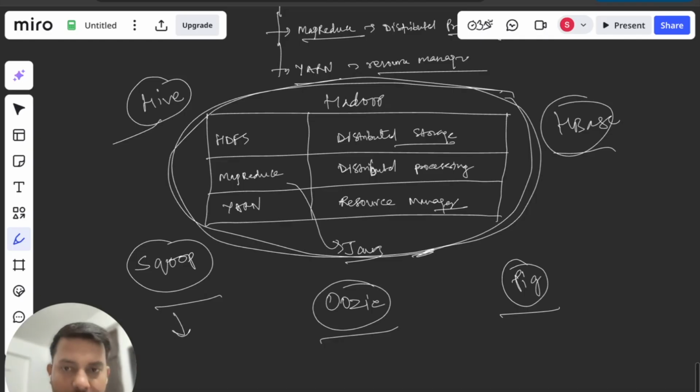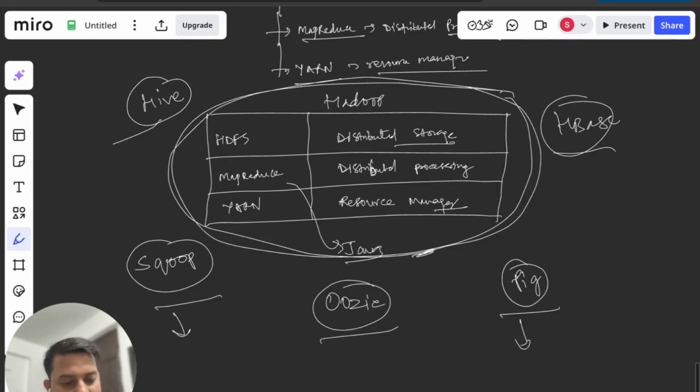We have Sqoop. Sqoop was to move data between databases and HDFS. We have the cloud alternative as well: Azure Data Factory. In ADF we move data from one place to another, and here as well, we move data between databases and HDFS. Next we have Pig. Pig was a scripting language to clean the data.